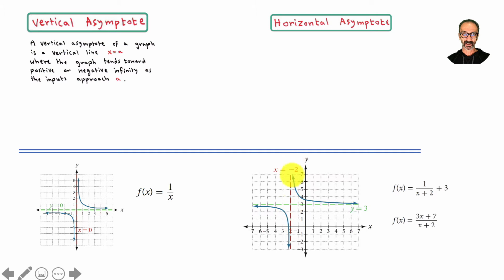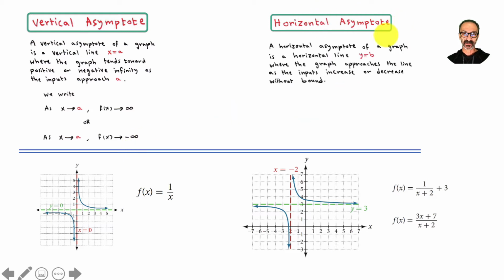So we have a vertical asymptote at x equals negative 2. We have a vertical asymptote at x equals 0. As x approaches a, f of x goes to infinity, or as x approaches a, f of x goes to negative infinity.